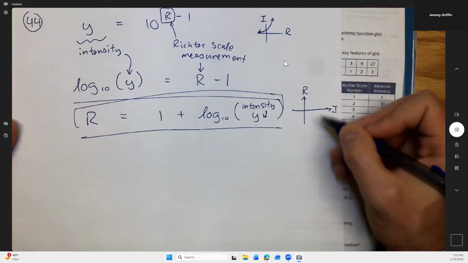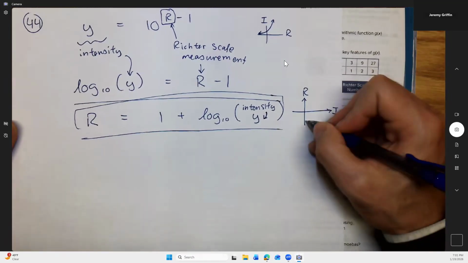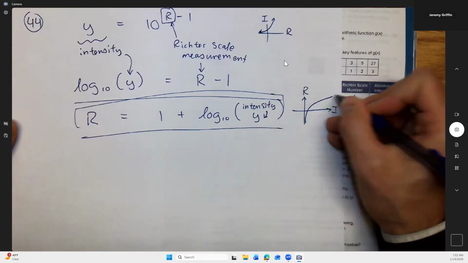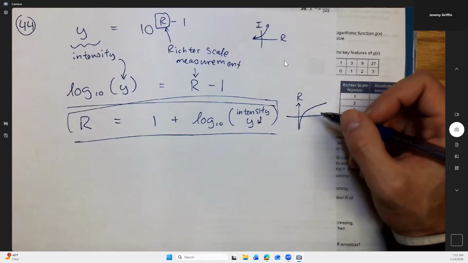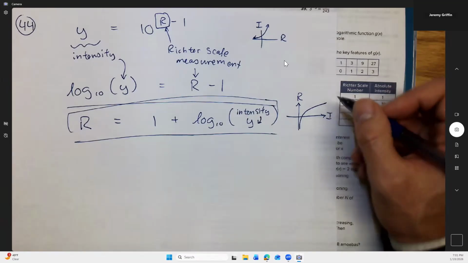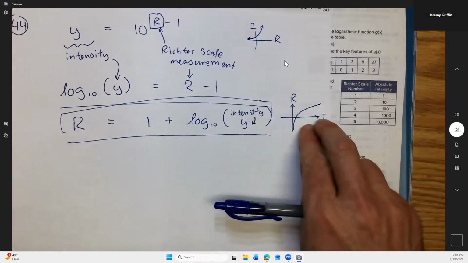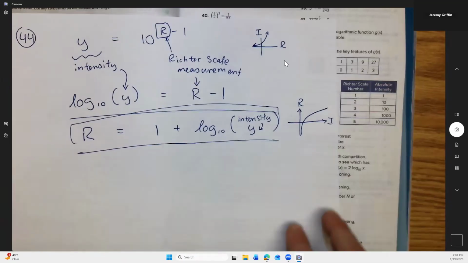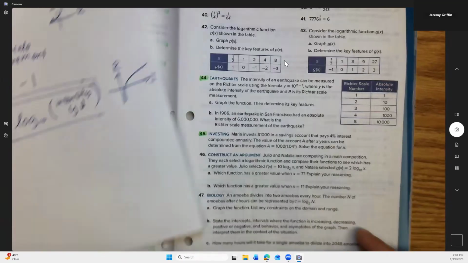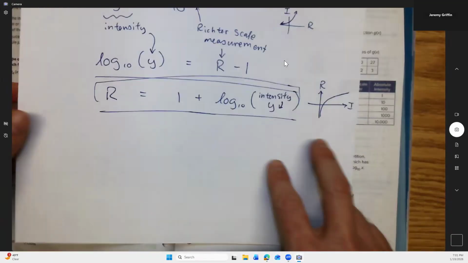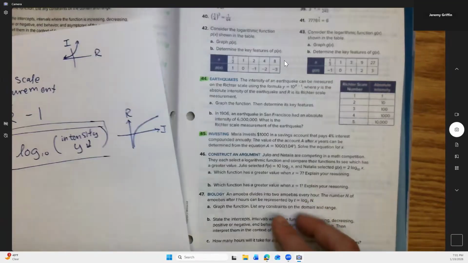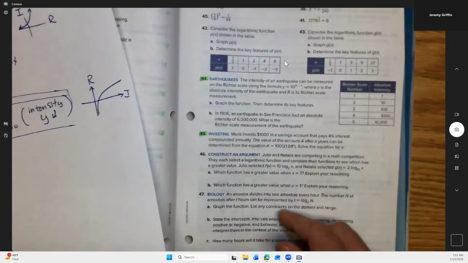Now the intensity has to start at 0, but it can go really big. And for the Richter scale values, if you go from a Richter scale magnitude 6 to a magnitude 7, the intensity is actually 10 times as much. All right, so what did they actually ask for here? Graph the function, determine key features.